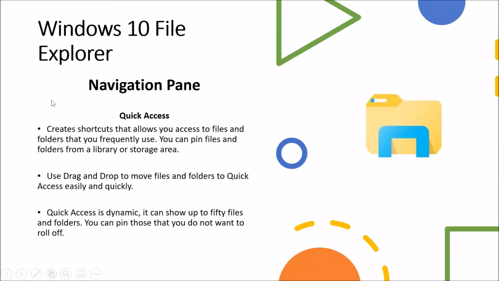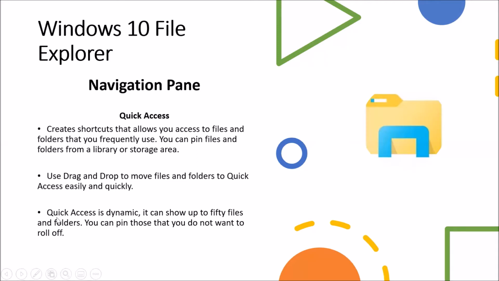So the navigational pane has, at the very top, an area called Quick Access. And it creates shortcuts that allow you to access your files and folders that you frequently use. You can also pin the files and the folders from a library or storage area. You can drag and drop to move files and folders into the quick access area.